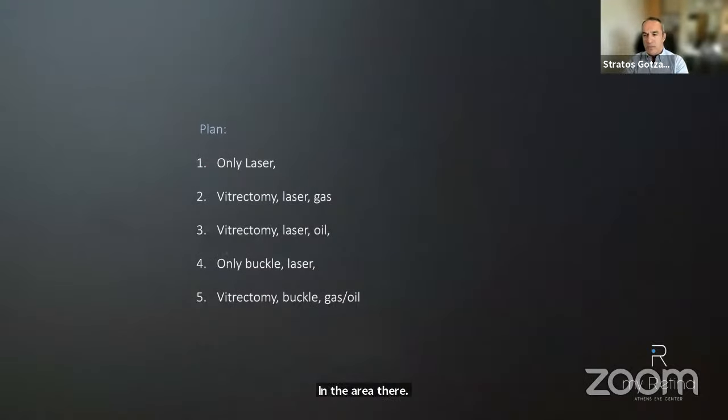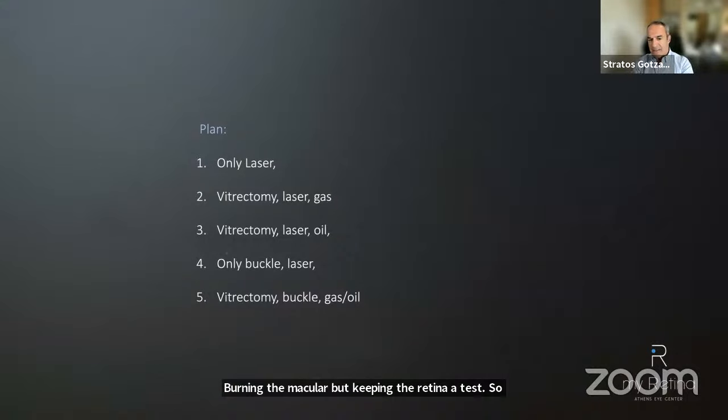So the big question is, what should we do in this case? Should we apply just laser all around, burning the macula but keeping the retina attached? Should we do vitrectomy, laser and gas, or laser and oil? Should we put a buckle in the macular area, or just only buckle, or vitrectomy, buckle and gas or oil?